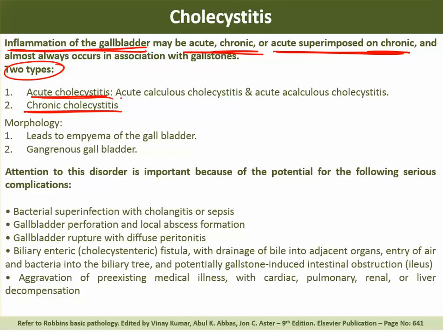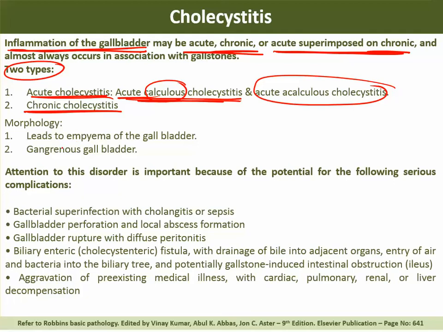And in acute cholecystitis there are two types. One is due to calculus. It is called acute calculus cholecystitis. The other is not due to stone. It is called acute acalculus cholecystitis. Commonly due to infections.